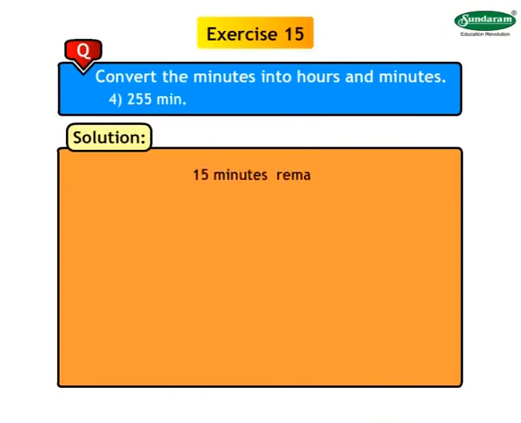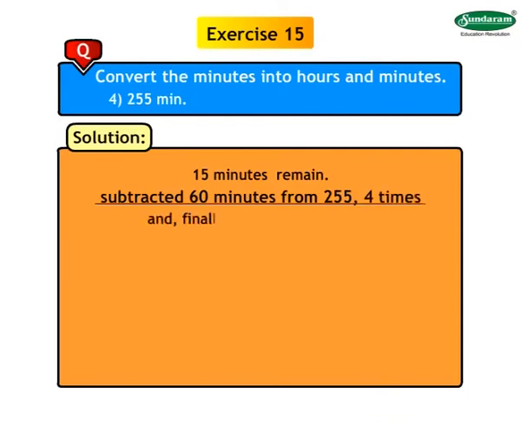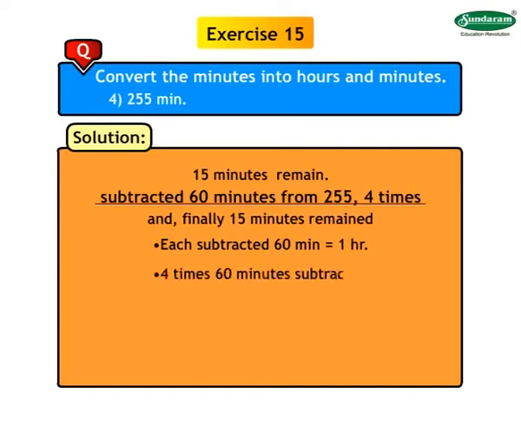Thus, 15 minutes remain. As you would have noticed, we subtracted 60 minutes from 255 4 times. And finally, 15 minutes remained. Each subtracted 60 minutes is 1 hour. Therefore, 4 times 60 minutes were subtracted is equal to 4 hours and the remaining 15 minutes. Therefore, answer is 255 minutes is equal to 4 hours 15 minutes.